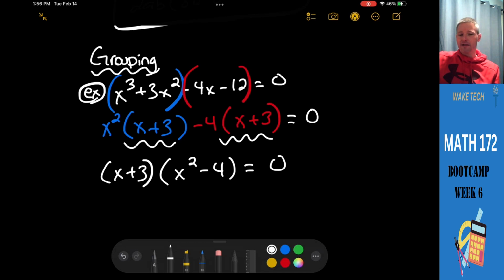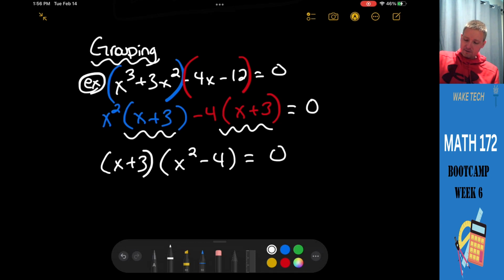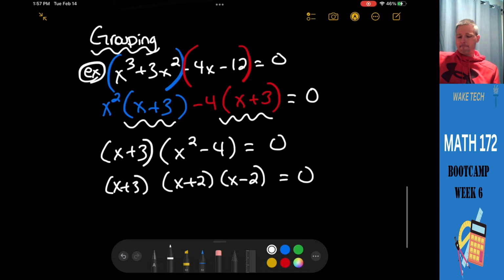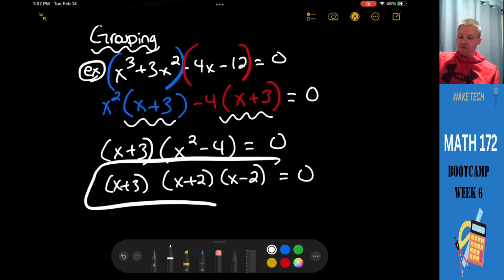Questions there? So that's the factoring by grouping part. We actually can factor this further because x squared minus 4, thinking back to your 171 days, is the difference of 2 squares. It factors into x plus 2 times x minus 2. So this is fully factored.